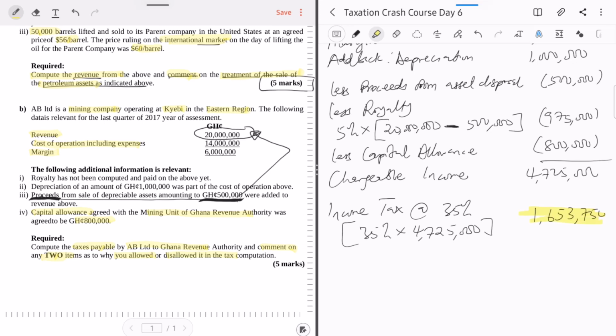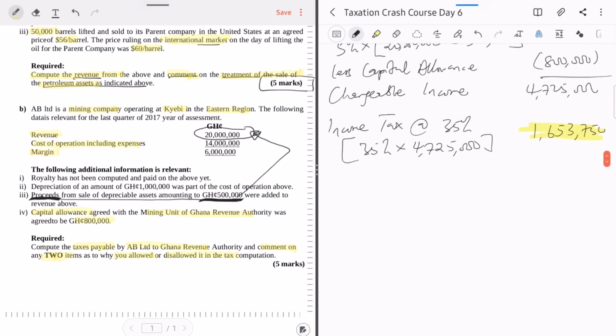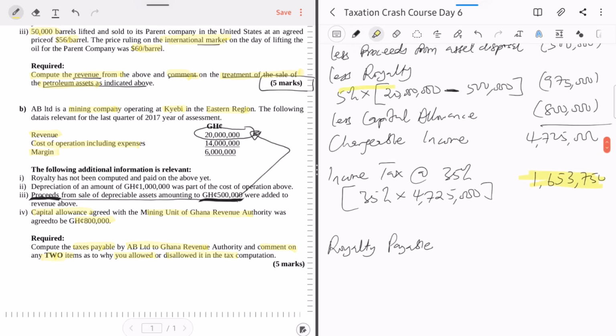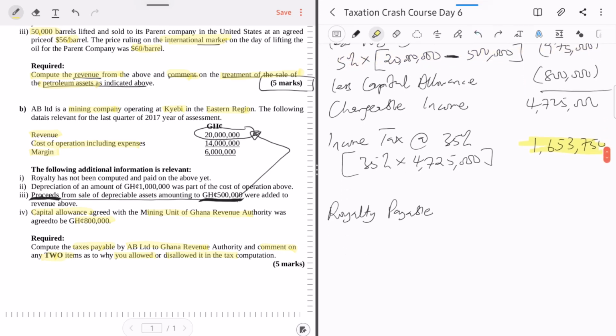But hold on, they say compute the taxes payable. So we need to also compute the royalty payable. Don't forget that we gave it as a deduction. So what is the amount payable? So we say our royalty payable will be what? Remember I said, is this same figure here? It's 5% on the revenue after deducting the proceeds on disposal. That's all. So the 975 here we got, that will be our royalty.